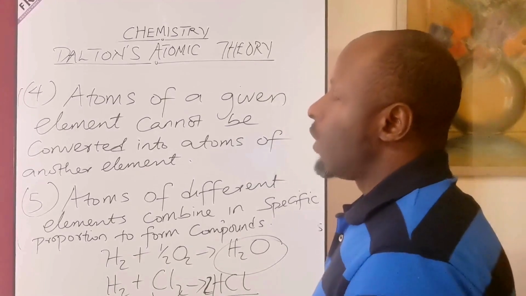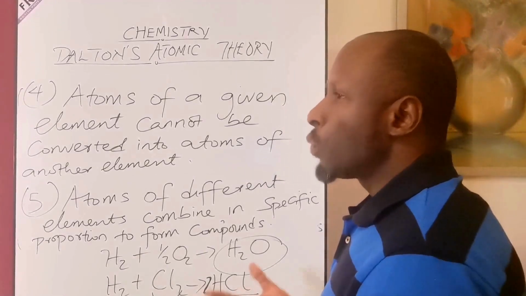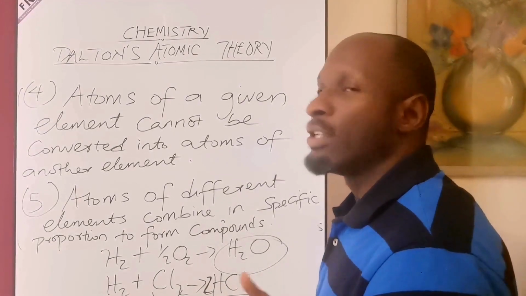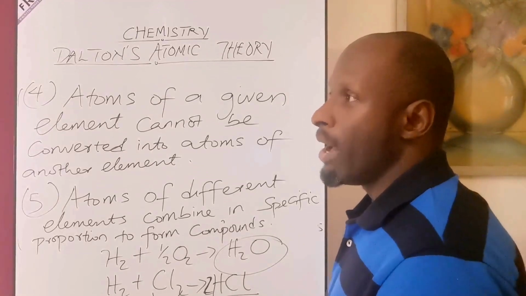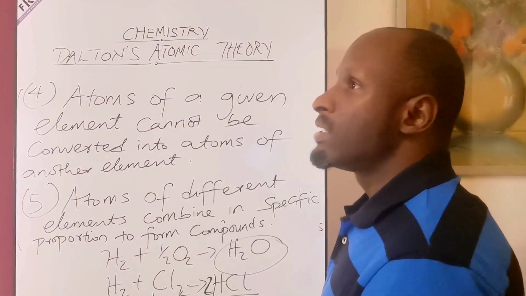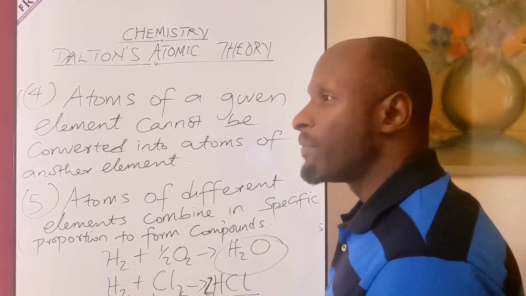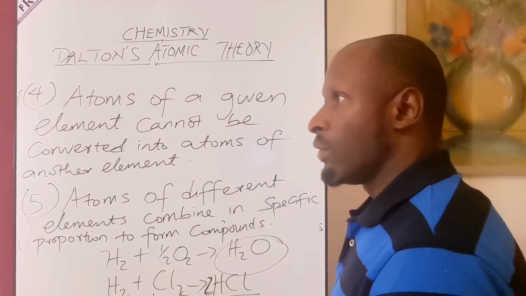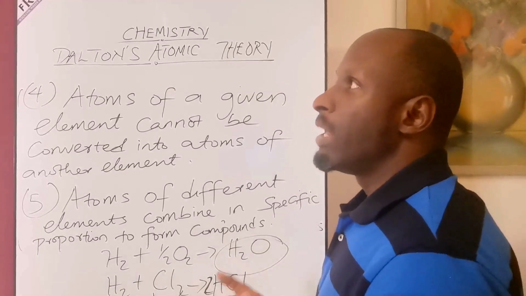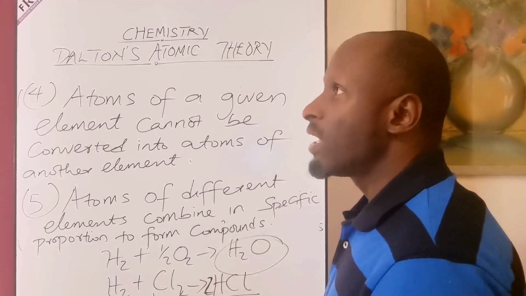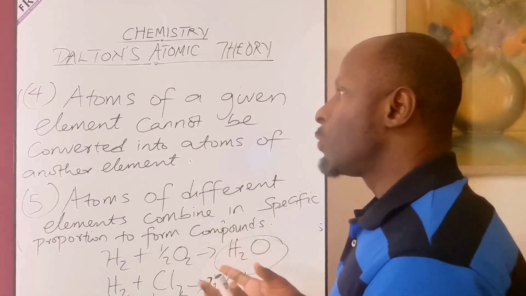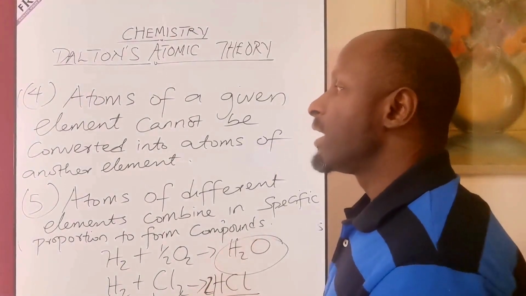Okay? Now, also, the work of these scientists led to the discovery of isotopy, which is a phenomenon whereby atoms of the same element could have the same atomic number but different mass number. Okay? And these atoms are known as what? Isotopes. Examples of elements that have isotopes are oxygen, hydrogen, chlorine, and carbon. Okay? But we'll talk about isotopes in detail in a different lesson.